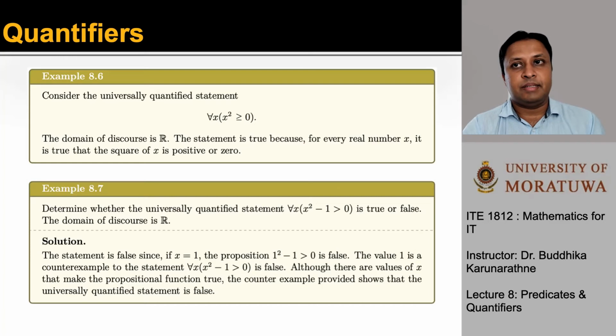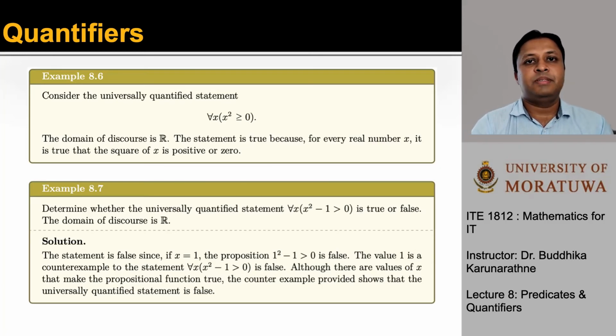We call it a counterexample to the statement for all x, x squared minus 1 greater than 0, which is false. Although there are values of x that make the propositional function true, the counterexample shows that the universally quantified statement is false, because for at least one value of x the proposition becomes false.